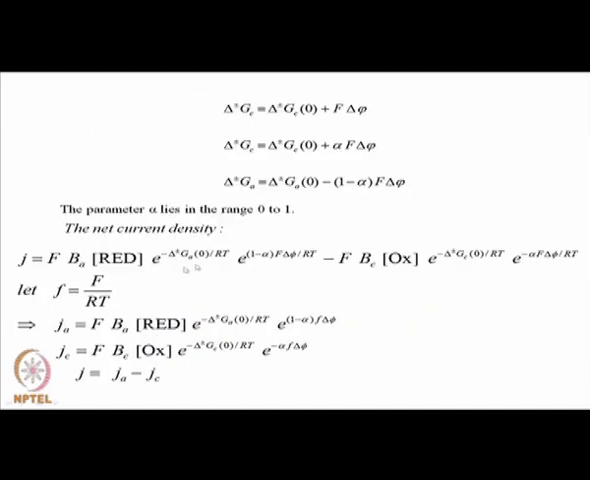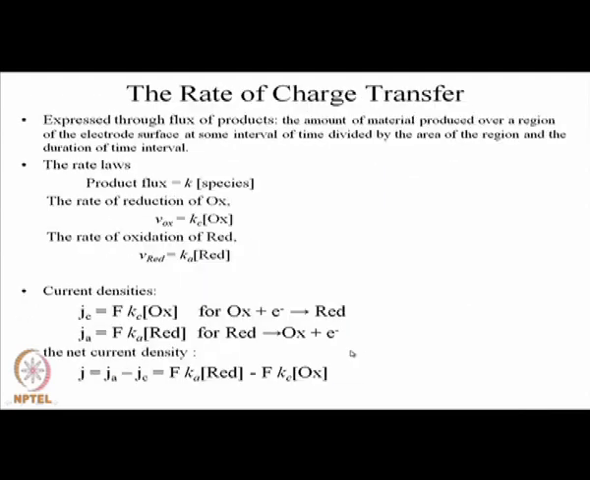So, we have got this expression, and now let F be equal to F by RT. Let us write another quantity F by RT. This F is a constant quantity, RT as long as T is constant is a constant quantity. So, f is equal to F by RT. We just write in place of F by RT by this. So, JA is the anodic flux, and this JC is the cathodic flux. We already have explained what is flux, current density.